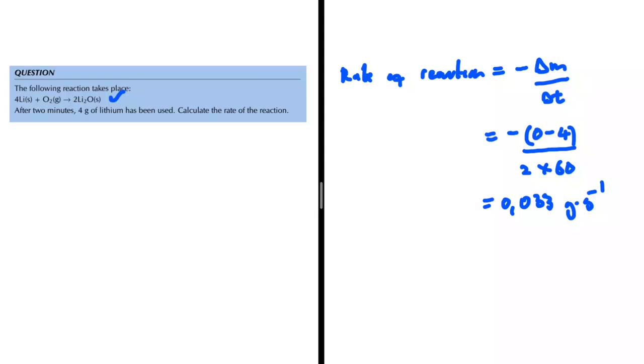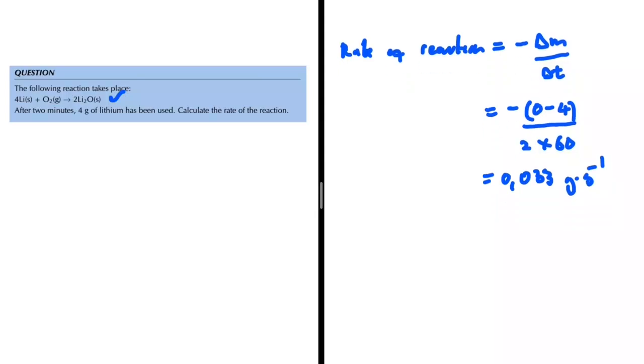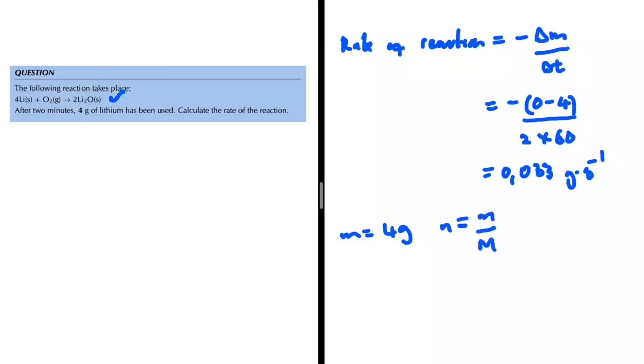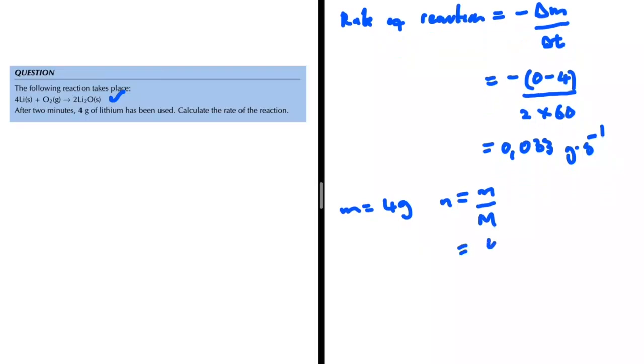say, okay, it's fine. The mass that we have, the change in mass, is 4 grams, right? So the mass is equal to 4 grams. So let's use this mass to find the number of moles. The number of moles using the mass is equal to the mass divided by the molar mass. So the mass is 4 grams and the molar mass of lithium is 7. So that is 4 divided by 7. Let me just put that in my calculator.